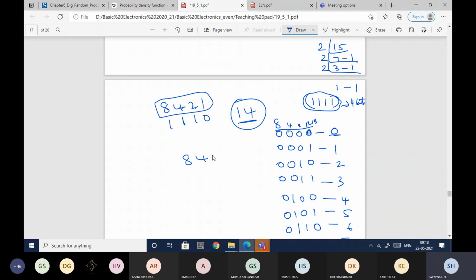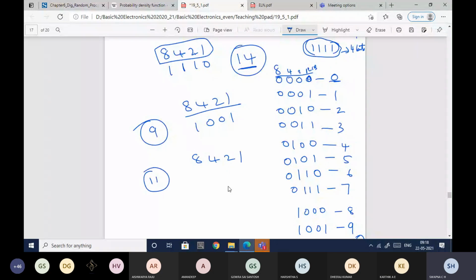Let somebody tell me how I'll get 9. I need to get 9 from this. 1001. Yes. Next, somebody tell me 11. I need to get 11. 1011. That's all. This is the other way you can remember.